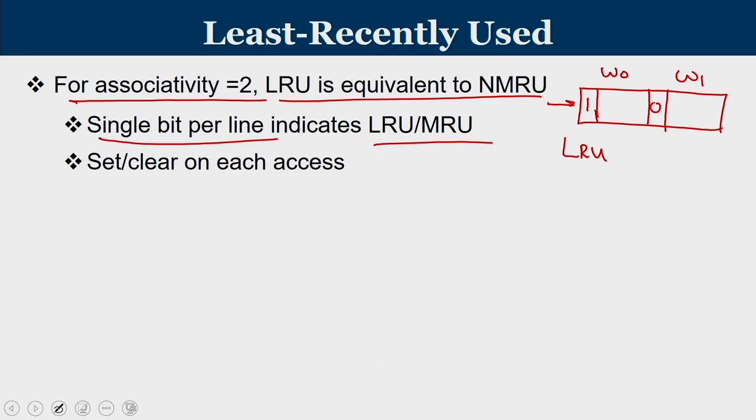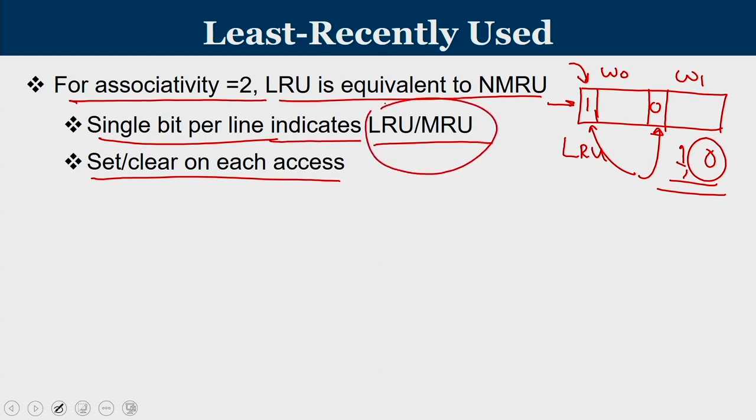Now, every access that you make into this particular set will be either here or here. Whichever block you access, you make that 1 and the other one is made 0. If you implement this policy, then at the time of replacement, you look into both blocks; whichever has 0 was not recently used. The other one, having 1 in this LRU bit, is the most recently used one. So, this is pretty simple and straightforward. We are using an extra bit, and this bit is nothing but the LRU or MRU bit.